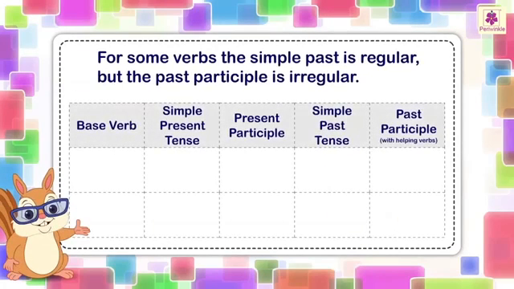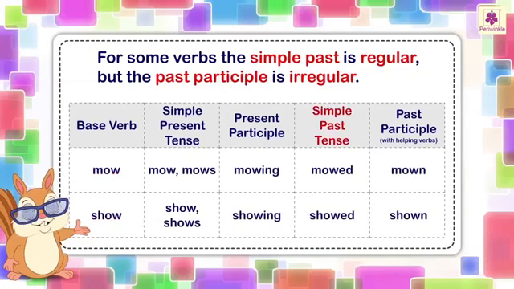For some verbs, the simple past is regular, but the past participle is irregular. For example, for the words mow and show. Here, the simple past forms mowed and showed are regular, while the past participle forms mown and shown are irregular.